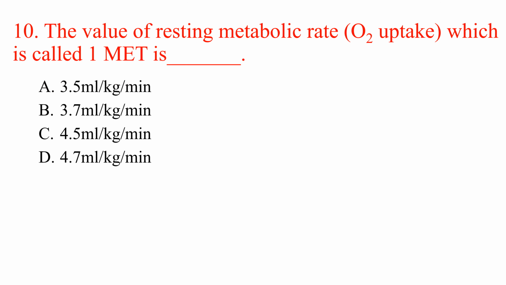Number 10. The value of resting metabolic rate O2 uptake, which is called 1 MET, is dash. A. 3.5 ml per kg per minute, B. 3.7 ml per kg per minute, C. 4.5 ml per kg per minute, D. 4.7 ml per kg per minute. Here the answer is option A, that means 3.5 ml per kg per minute.